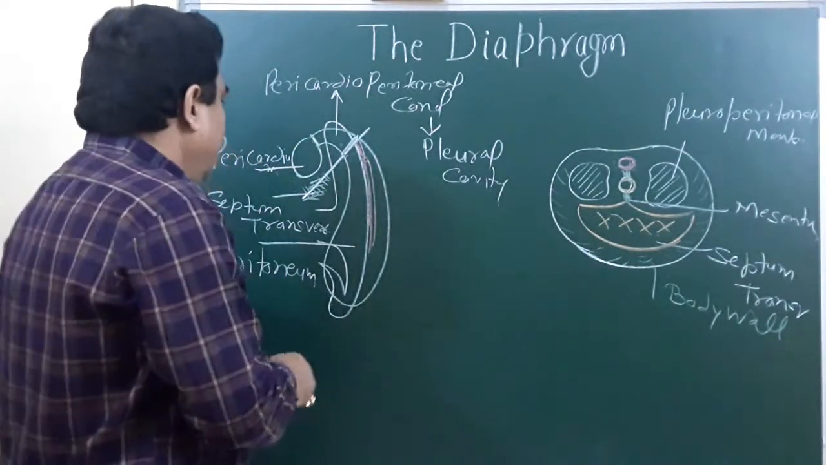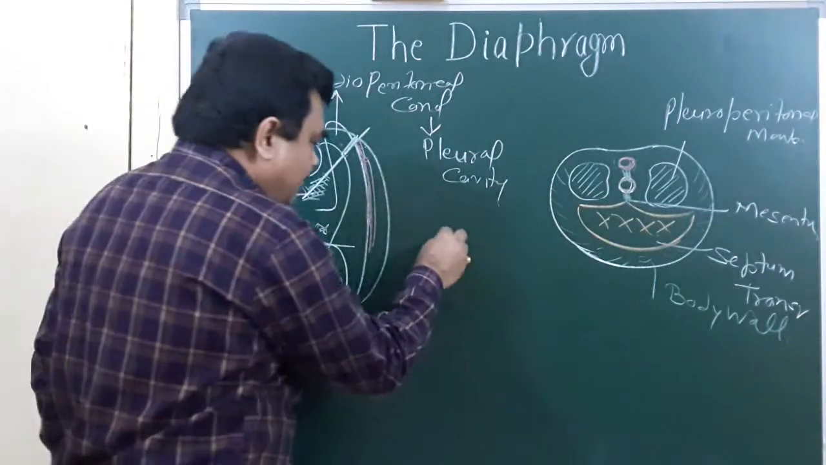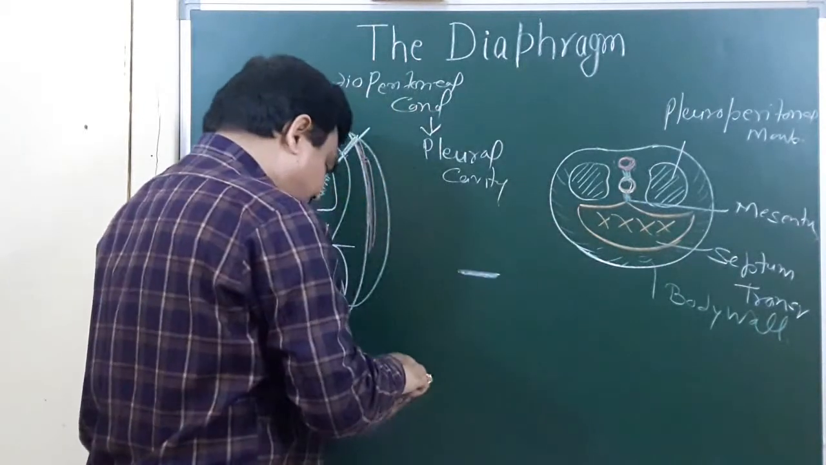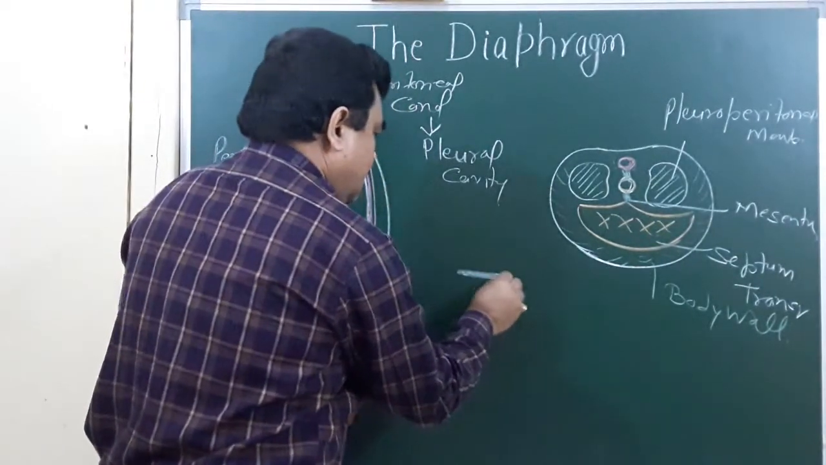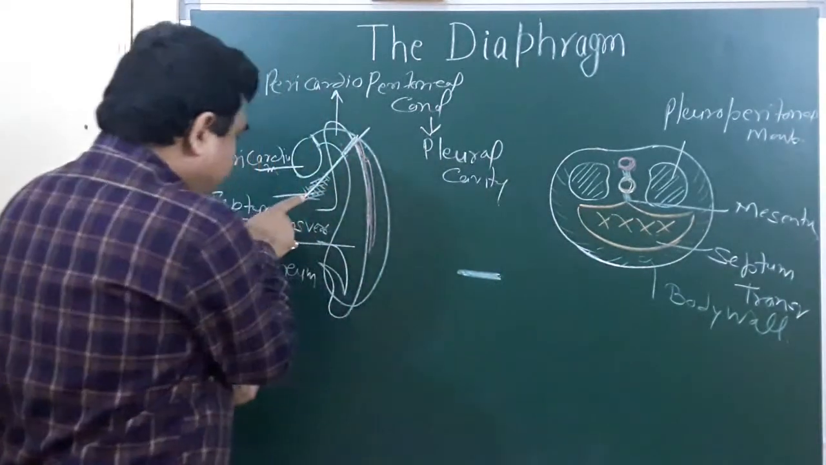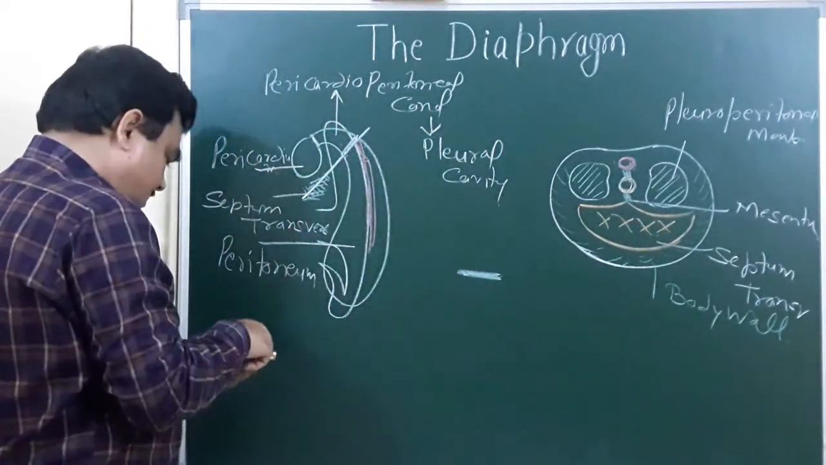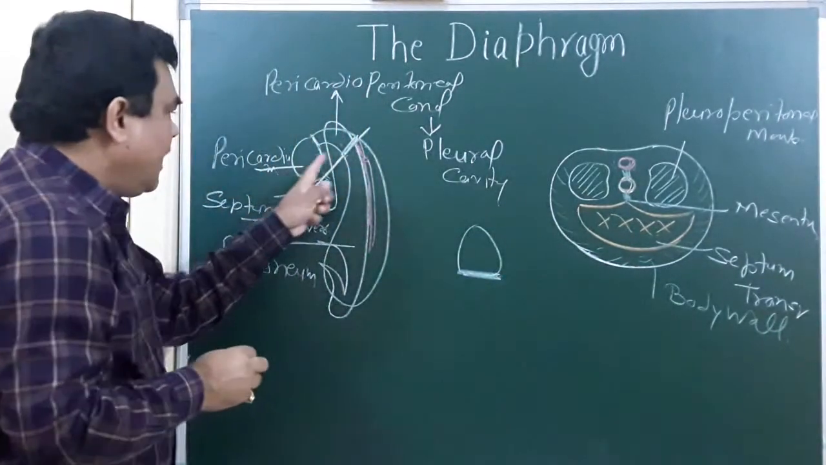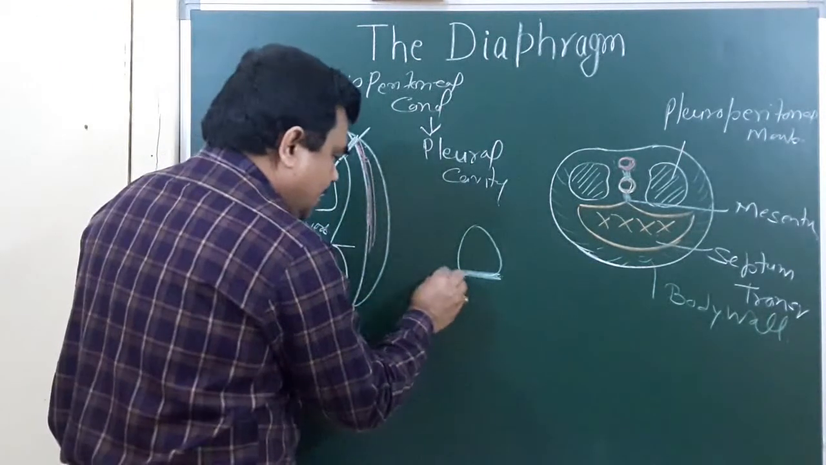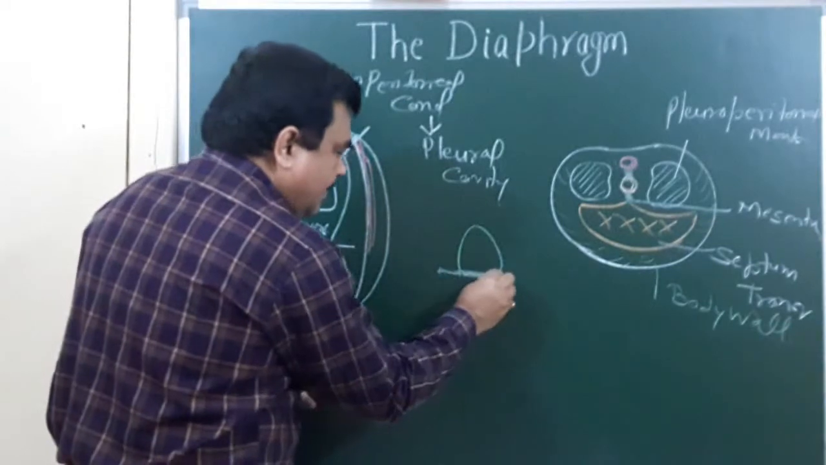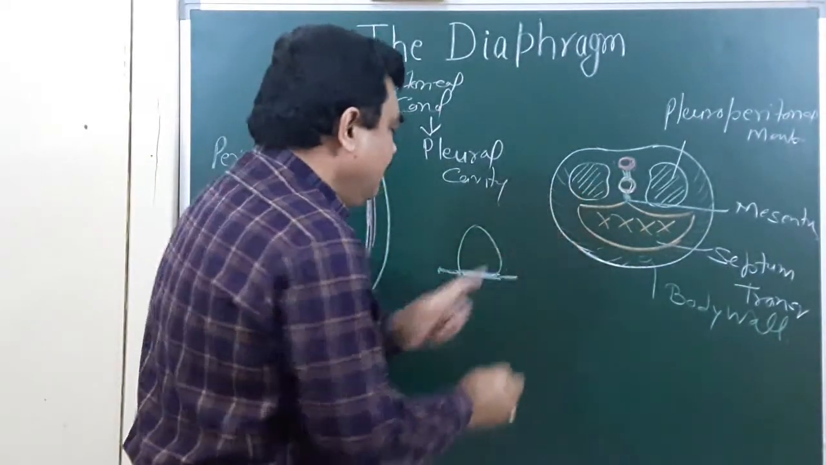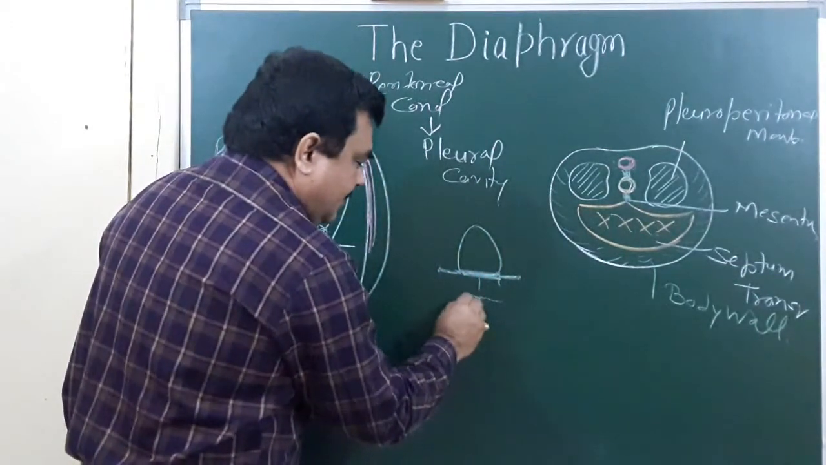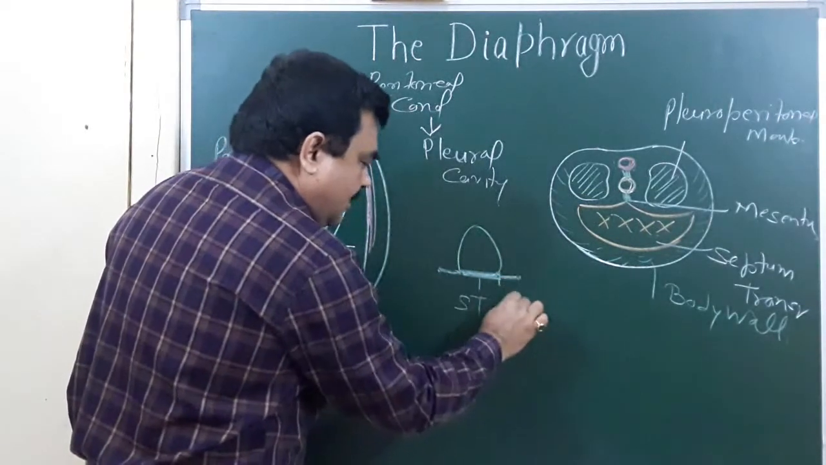If you see in craniocaudal direction, you will find this is the position of septum transversum. Cranial to this, there is the developing pericardium, and on each side of this is the position of this membrane. This is pleuroperitoneal membrane, from here to here. This part is septum transversum. This is pleuroperitoneal membrane.